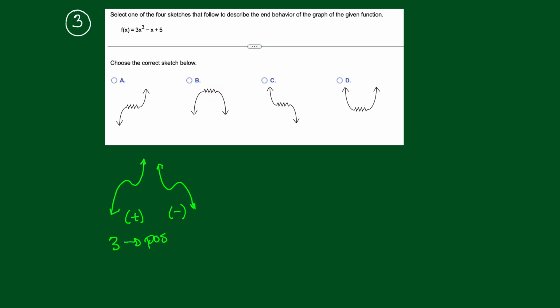No. You know, it's a cubic, so the ends go in opposite directions. So this one is out, right? That one is out. This one is out because they go in opposite directions. This one here we would have if we had a negative out in front, but we don't. We have a positive 3 out here. So I'm going to claim that ours is this one right here.